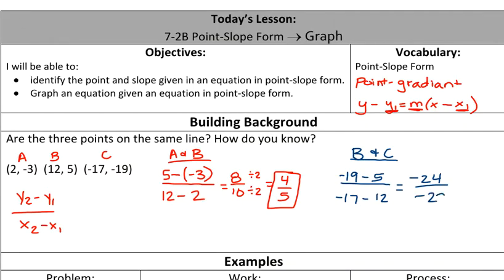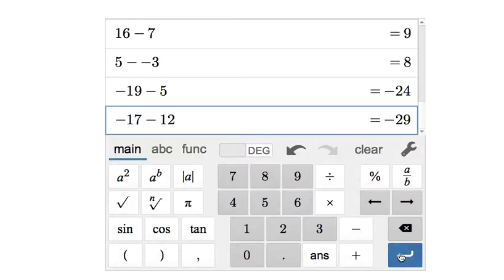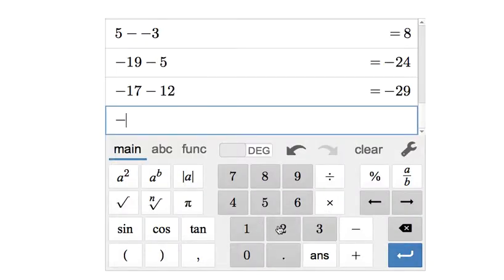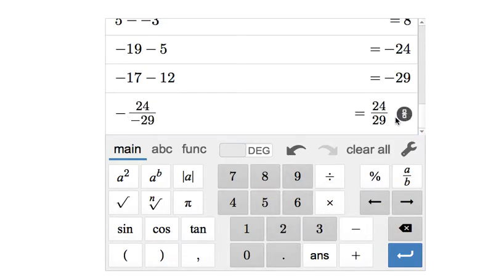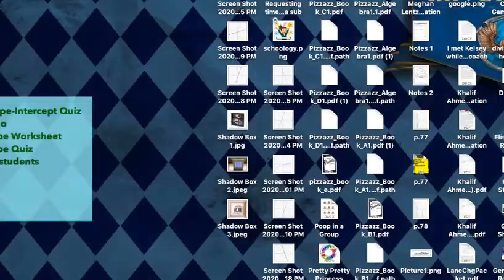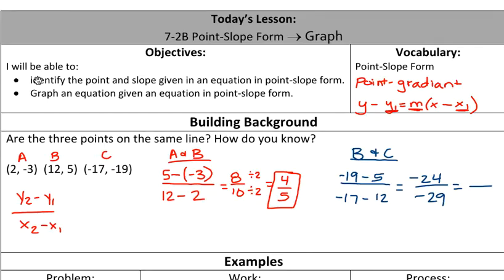I know a negative divided by a negative is a positive, but I want to know if I can simplify that. I'm not sure about 29, so I'm going to use my Desmos. So negative 24 over negative 29. And that just gives me 24 over 29. So those are not the same slopes. So they are not on the same line. So are they on the same line? The answer is no, because the slopes are different.